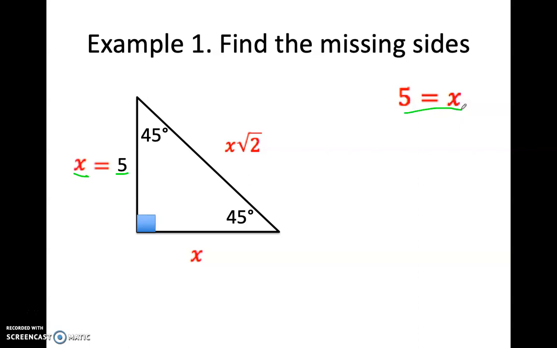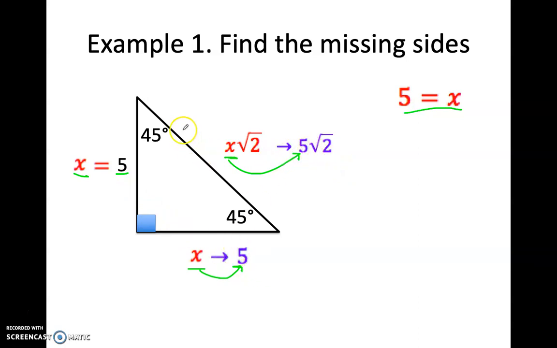So step 2 is done. You have x equals. Step 3 is now that we found x, we're going to replace these x's that I'm underlining with that 5. And you're going to get 5 square roots of 2 because we replaced the x. Done. And x becomes 5. So my sides are 5, 5, and 5 square roots of 2.